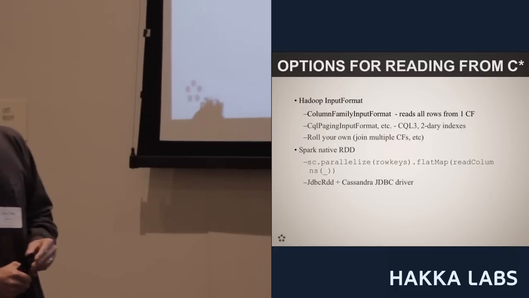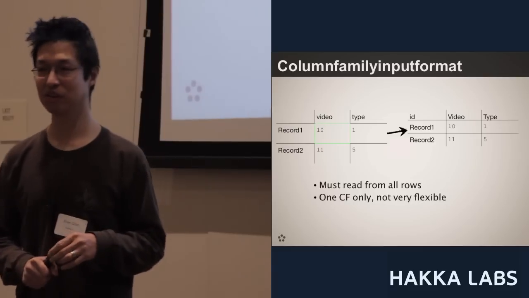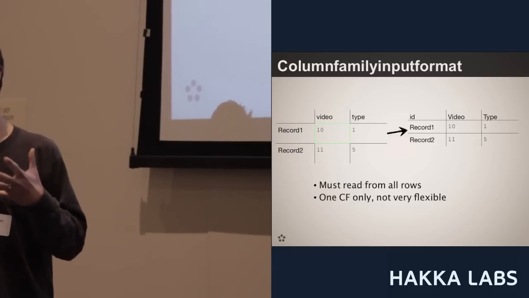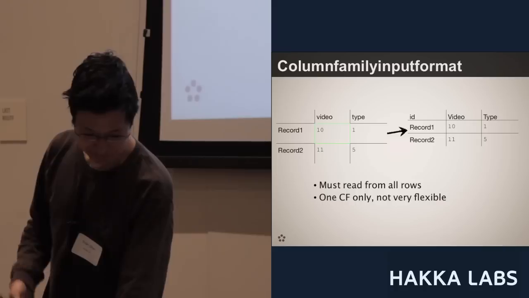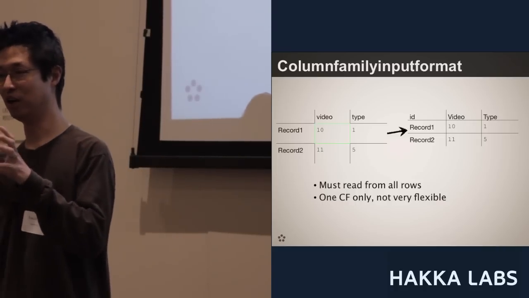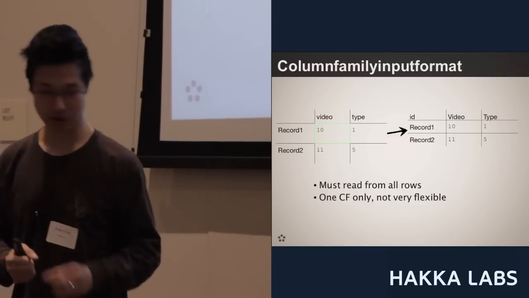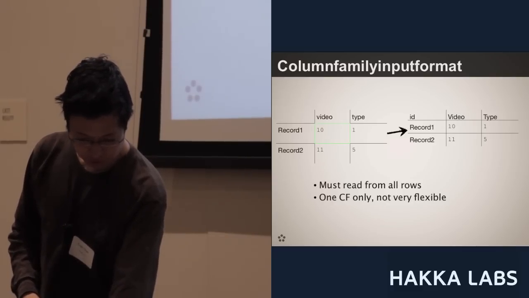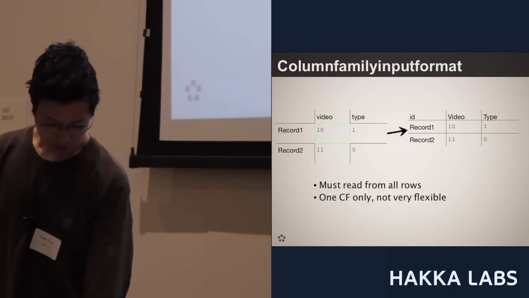If you're using the column family input format, it translates directly. Basically, every row in Cassandra gets mapped into one record in Spark. So it's pretty straightforward. Spark has operators, and you can take each row of data and manipulate it in Spark using your join and other operators. But like I said, it's not a particularly flexible option.